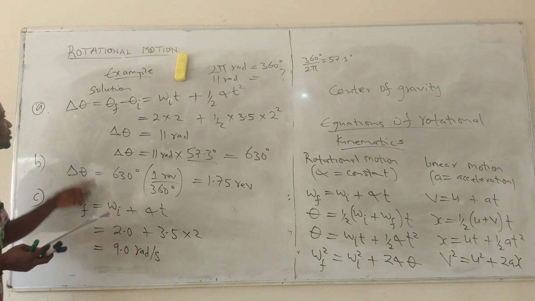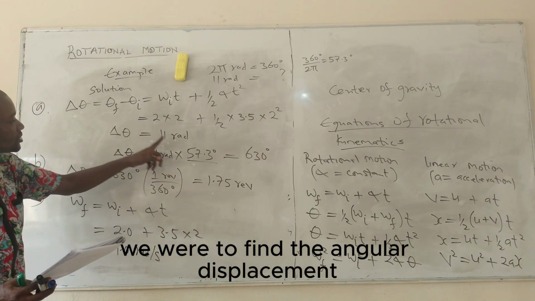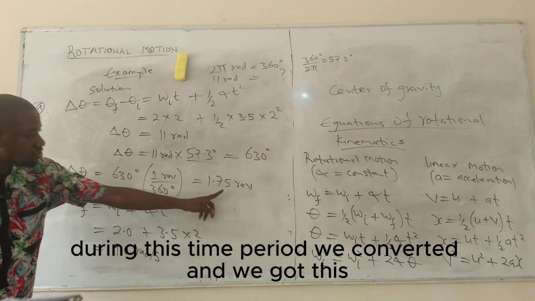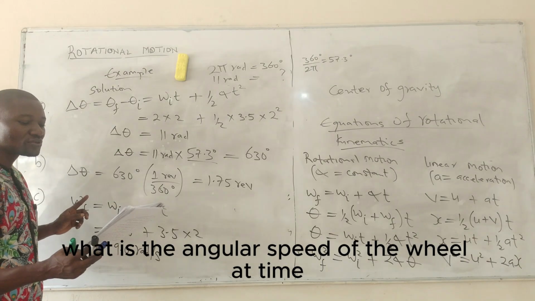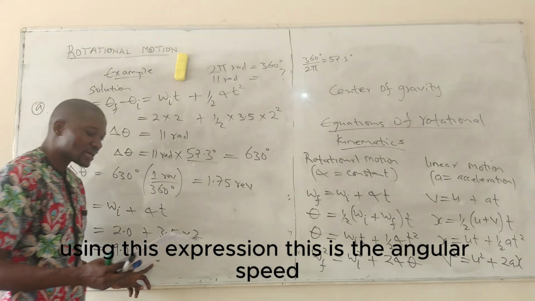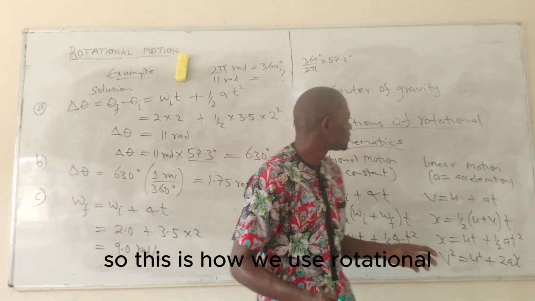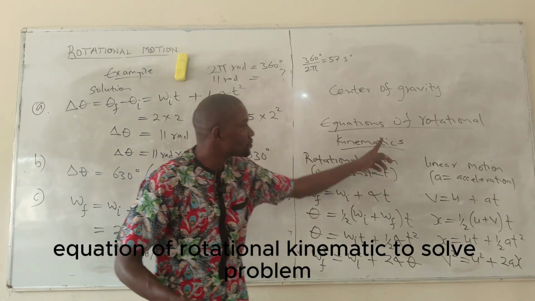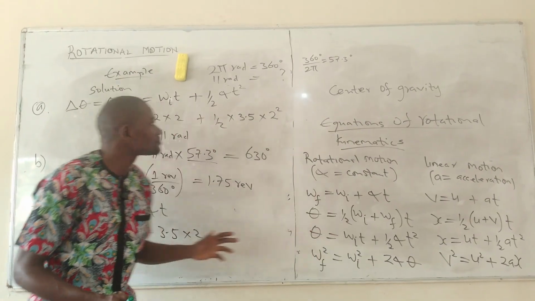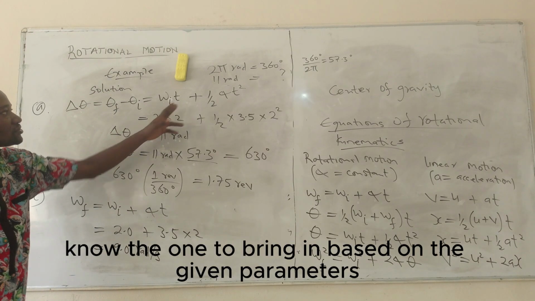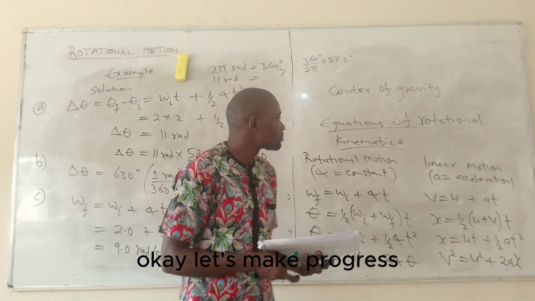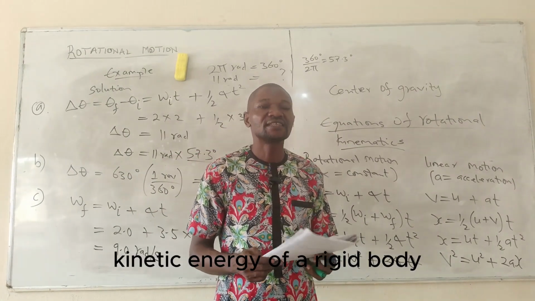So based on this, we were to find the angular displacement, which we have gotten in radians, and also through how many revolutions the wheel turned during this time period. We converted and we got this. And the last question says, what is the angular speed of the wheel at time 2 seconds? At 2 seconds, using this expression, this is the angular speed. I hope it's not difficult. So this is how we use the equations of rotational kinematics to solve problems. All we need to do is remember the equations, and when we have any problem, know the one to bring in based on the given parameters, and also simplify and substitute. Okay, let's make progress. We want to look at rotational kinetic energy of a rigid body.